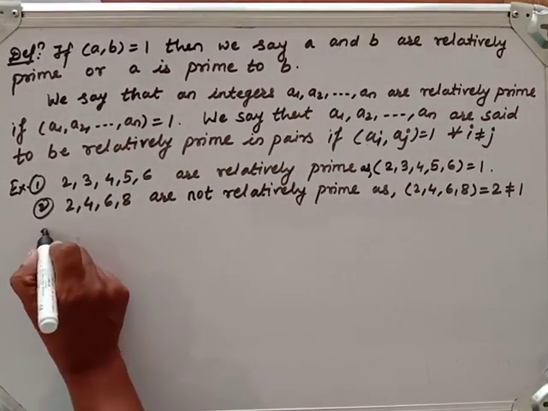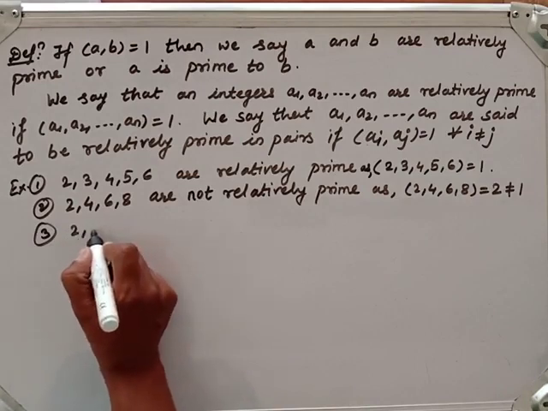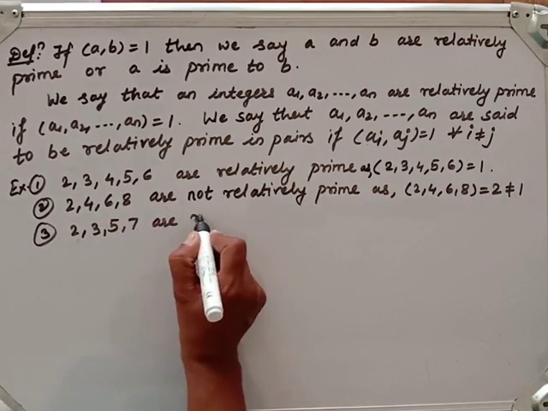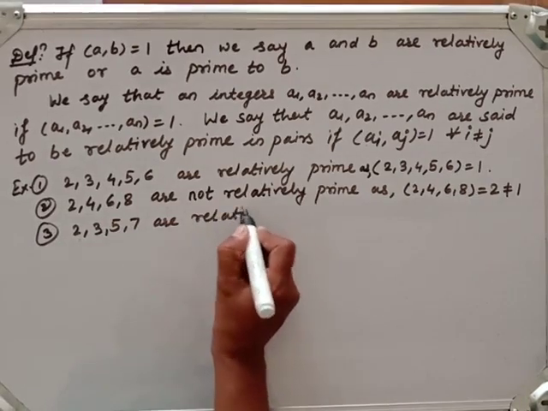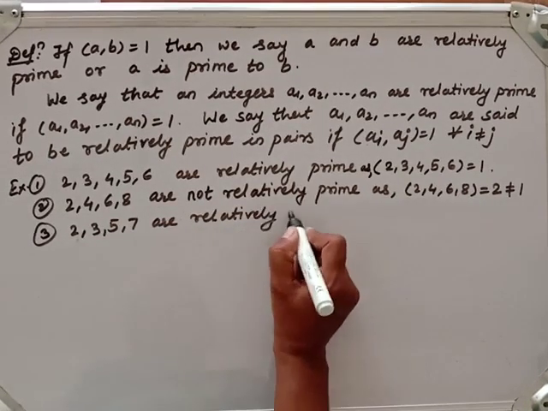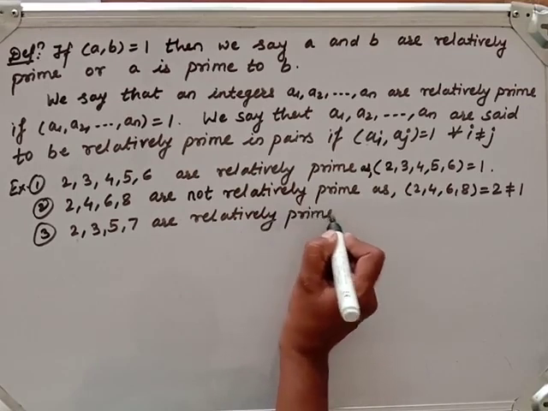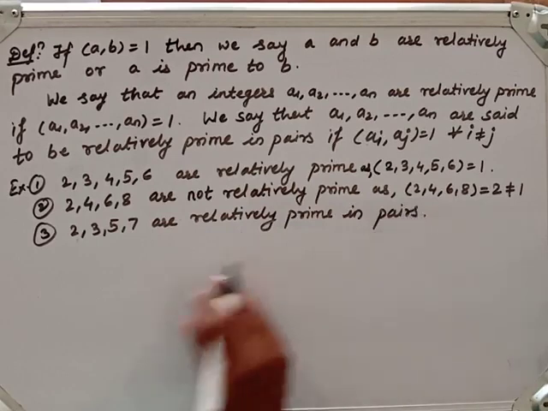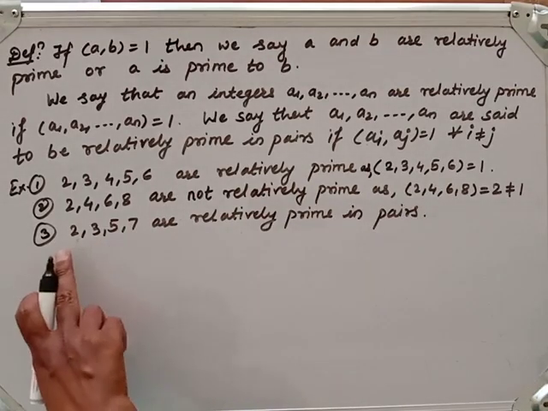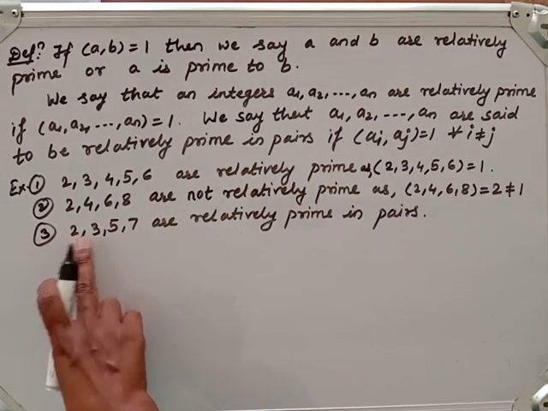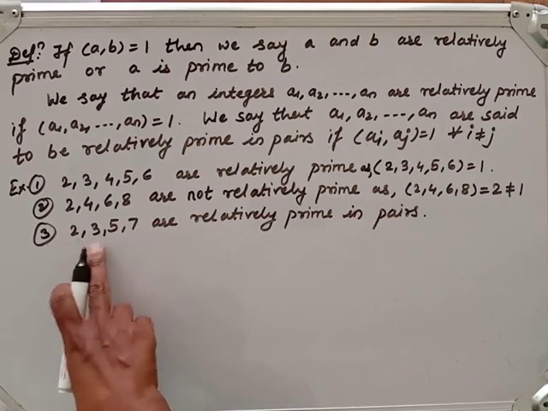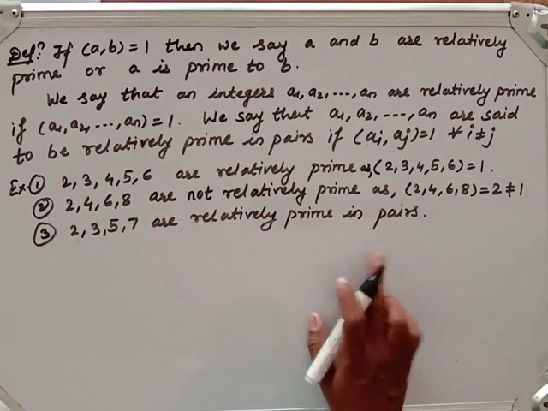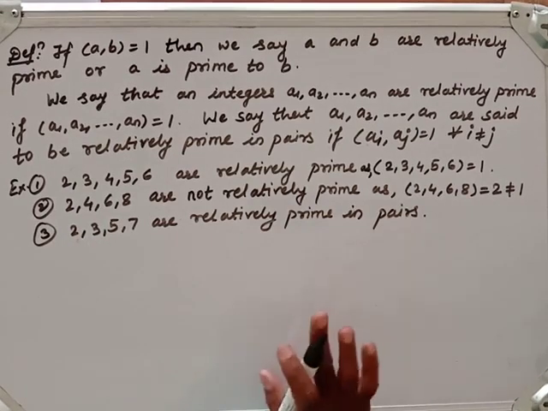Now the third one: 2, 3, 5 and 7 are relatively prime, and relatively prime in pairs also, because all these are prime. If I take the pairs 2 and 3, 2 and 5, 2 and 7, 3 and 5, 3 and 7, 5 and 7, all pairs give GCD 1. So these are relatively prime in pairs.